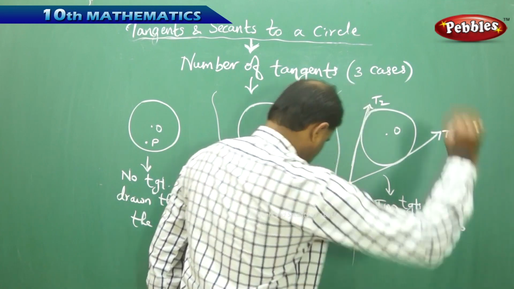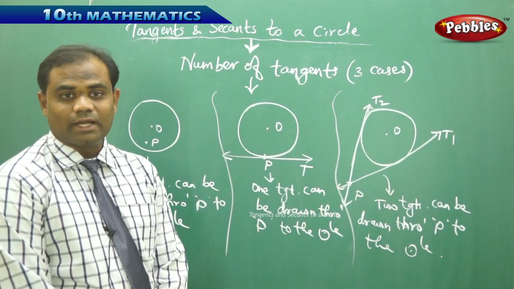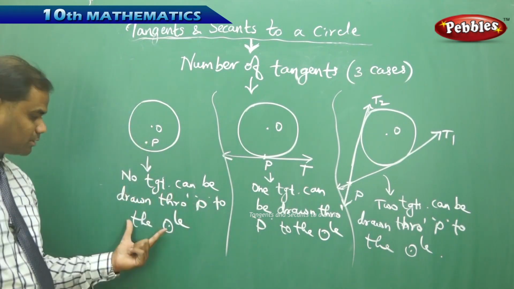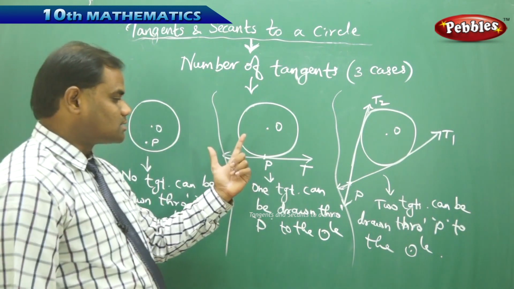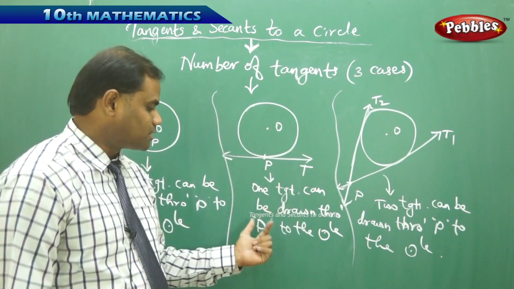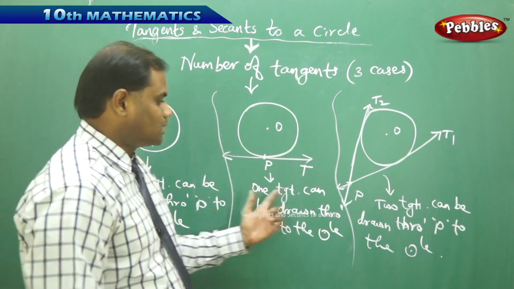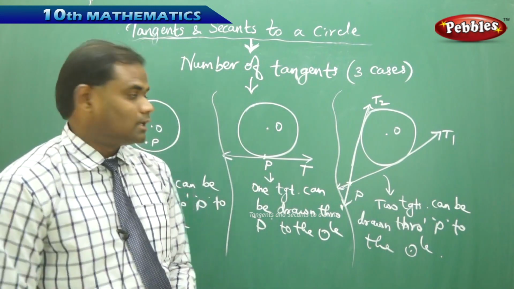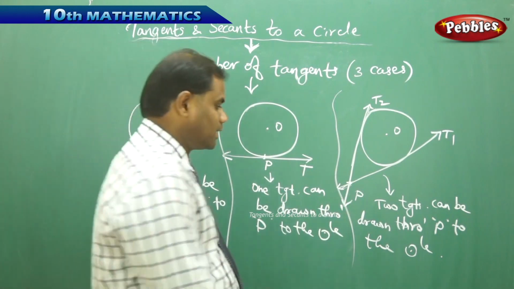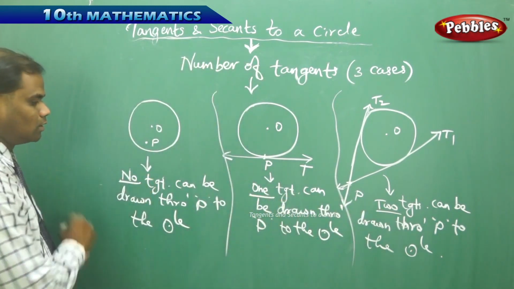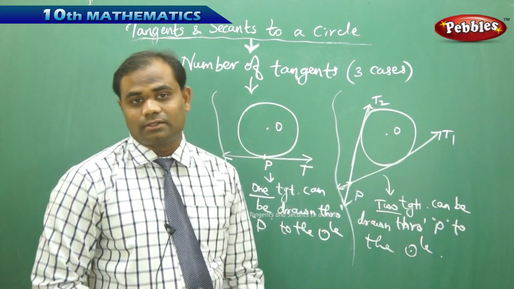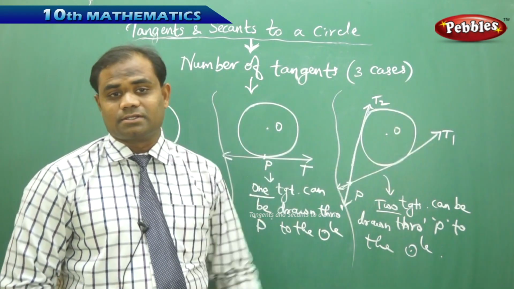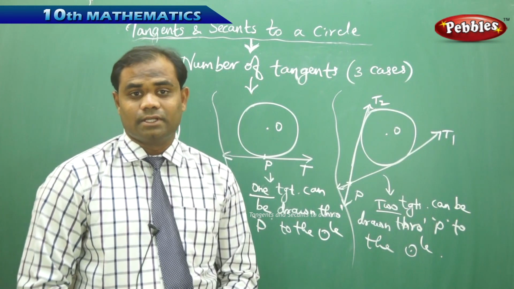So this is how we understand the three cases. If P is inside the circle, there is no tangent which can be drawn through P to the circle. If P is on the circle, then there's only one tangent which can be drawn through P to the circle. And for P outside the circle, there are two tangents which can be drawn through P to the circle, as can be clearly seen through the respective diagrams. 0, 1, and 2 for inside, on, and outside the circle is how we understand the number of tangents connected with three different cases of the point P to the circle with center O.